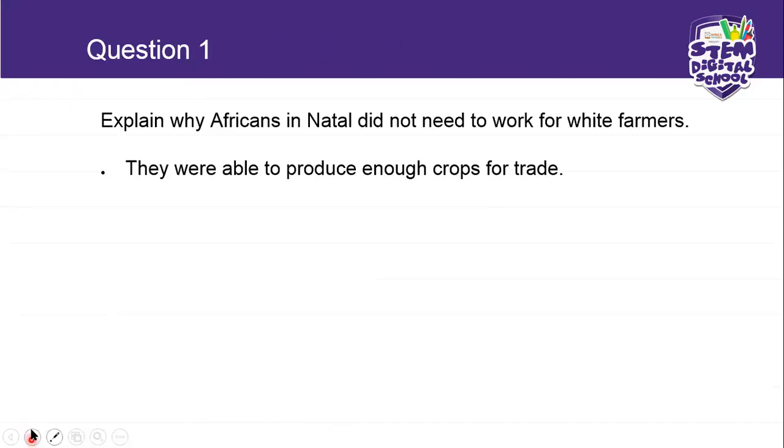Question 1. Explain why Africans in Natal did not need to work for white farmers. What was the reason for the Africans in Natal not to work for white farmers? So the answer: they were able to produce enough crops for trade. So they were producing their own crops. So that is the reason why they didn't need to work for white farmers. So that was question 1.